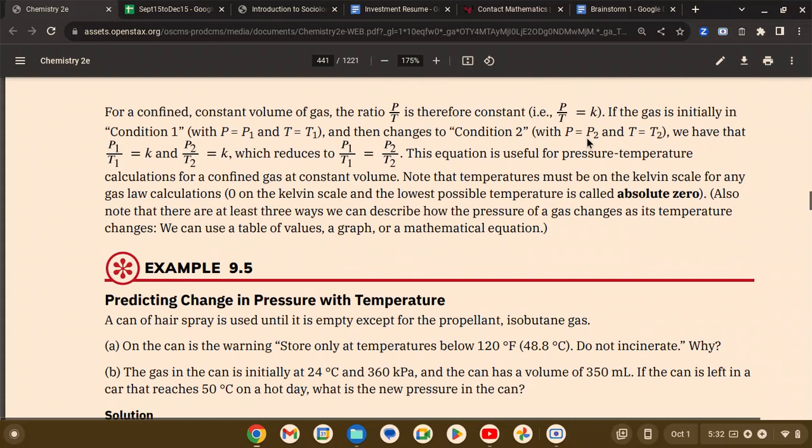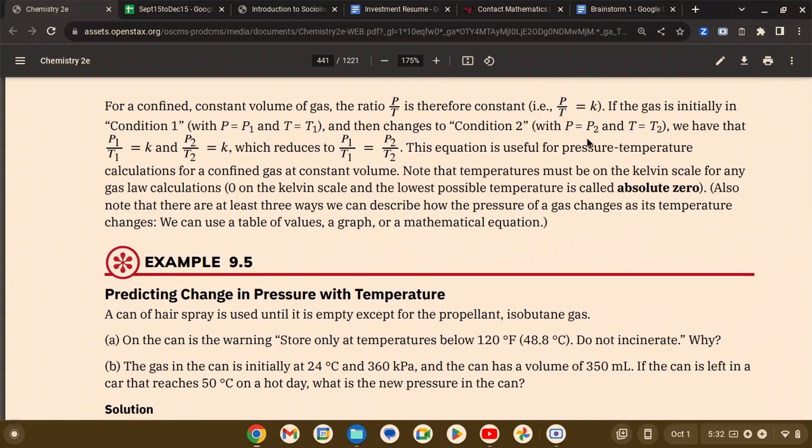For a confined constant volume of gas, the ratio P over T is therefore constant, where P over T equals K. If the gas is initially in condition 1 with P equals P1 and T equals T1, and then changes to condition 2 with P equals P2 and T equals T2, then we have P1 over T1 equals K and P2 over T2 equals K, which reduces to P1 over T1 equals P2 over T2. This equation is useful for pressure-temperature calculations for a confined gas at constant volume. Note that temperatures must be on the Kelvin scale for any gas law calculations.